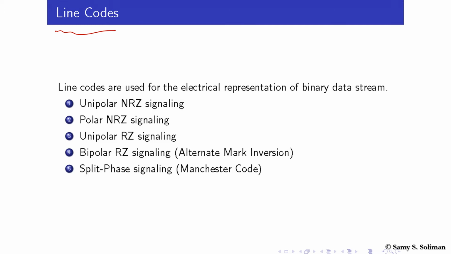For example, we have what we call unipolar non-return to zero signaling. We have polar non-return to zero signaling. We have unipolar return to zero signaling, bipolar return to zero signaling or alternate mark inversion, and finally split phase signaling or the Manchester code. In the following, we will try to understand each of these representations and how they are used to represent bits 1s and 0.